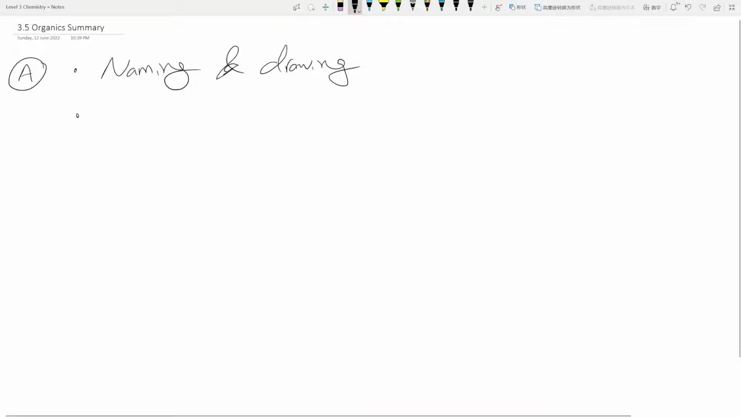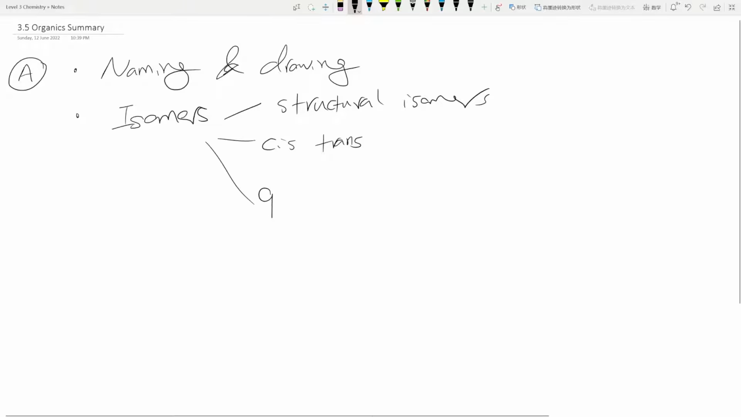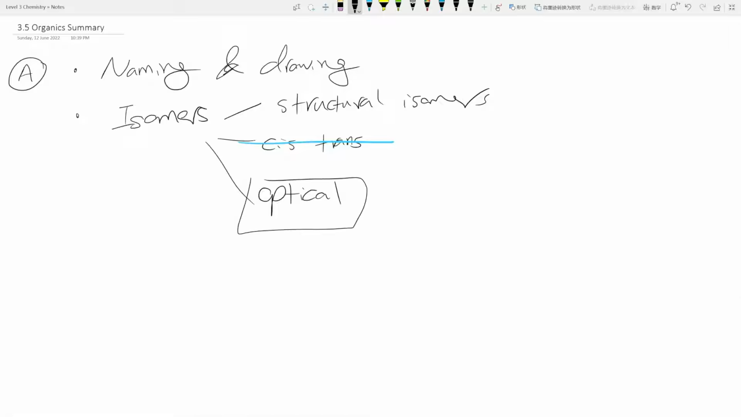Now, after that, one thing that you need to do is your isomers. Now, you would have done your structural isomers, and then you would have done cis and trans isomers or geometric isomers, and then you would have done optical isomers this year. Okay, now as a year 13, you don't need to worry about that one. I can tell you that they never examined us because the emphasis is on optical isomer and structural isomer. And I've done this with my classes.